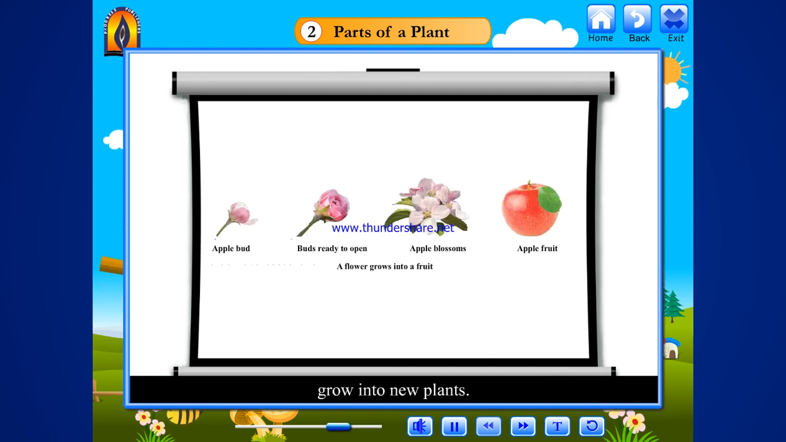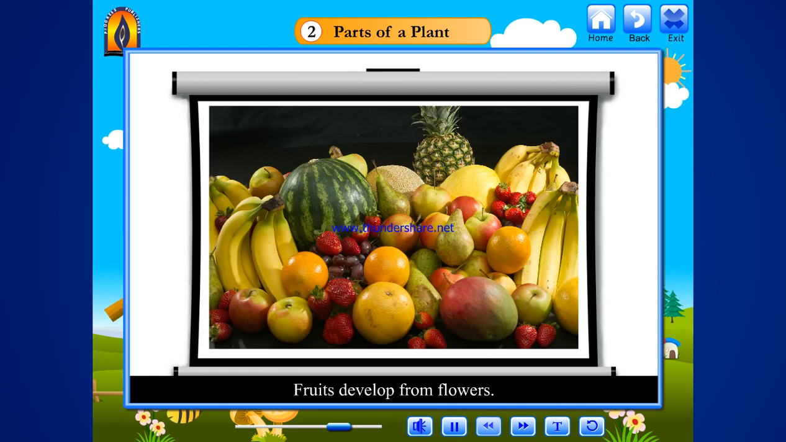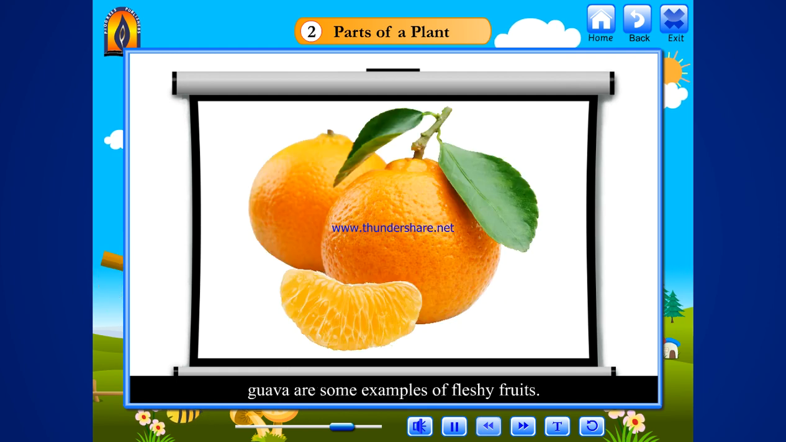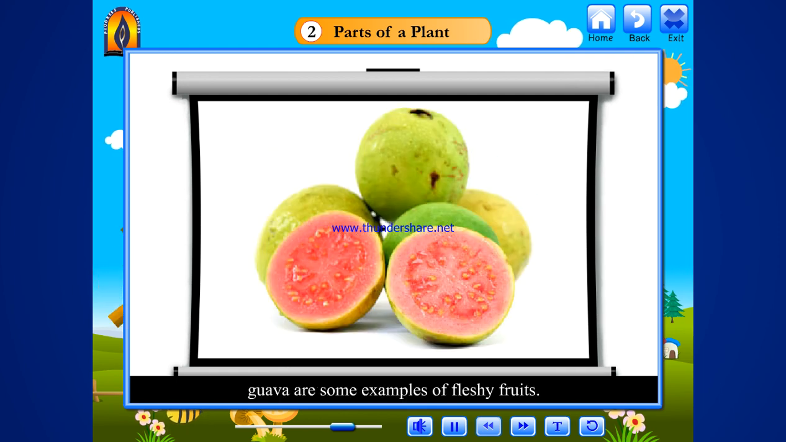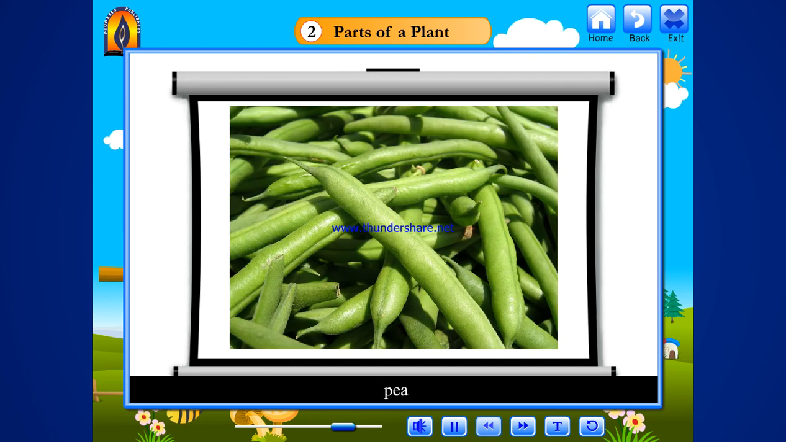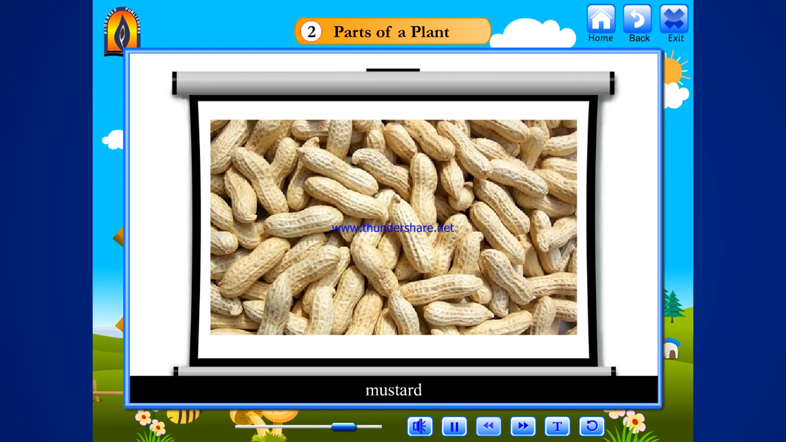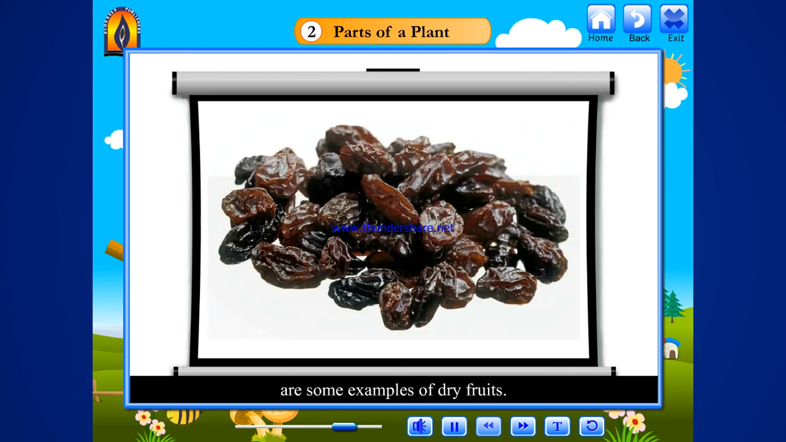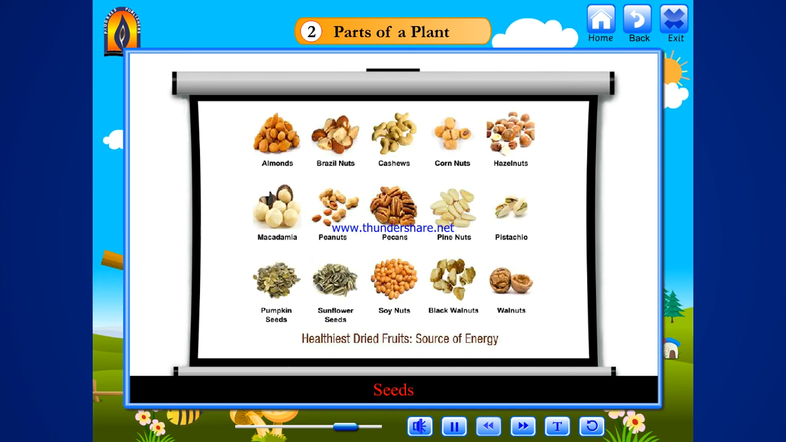A flower grows into a fruit. Fruits develop from flowers. A variety of fruits are edible. Fruits have seeds inside them. Fruits can be fleshy or dry. Mango, banana, papaya, apple, orange, guava are some examples of fleshy fruits. Bean, pea, groundnut, mustard, almond, cashew nut, raisin are some examples of dry fruits. Fleshy fruits, dry fruits.